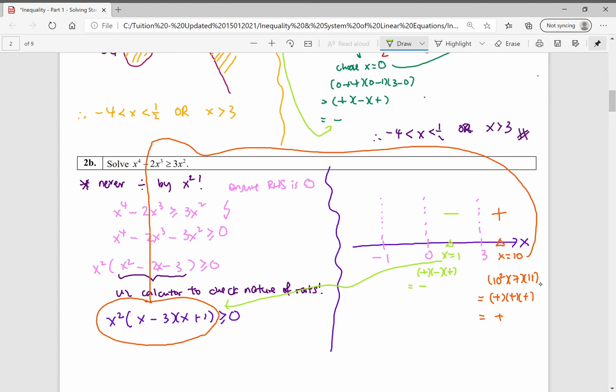For this one over here, I believe it's going to be negative. This one over here is going to be positive. So that's how it is done.